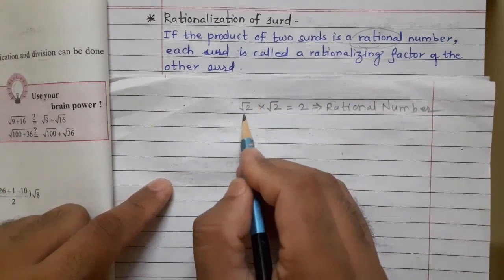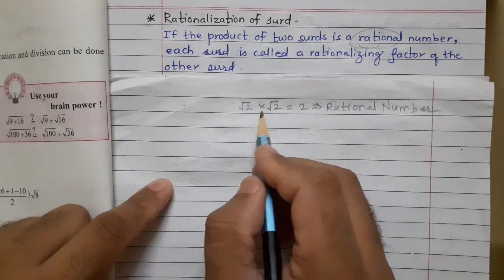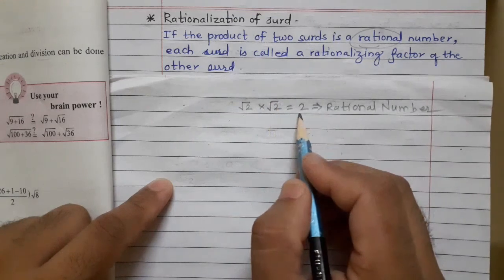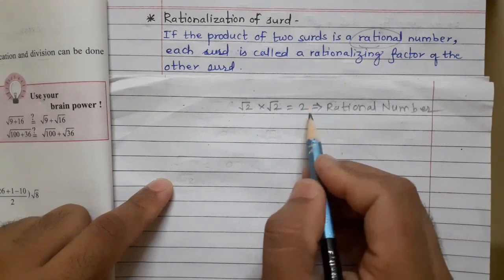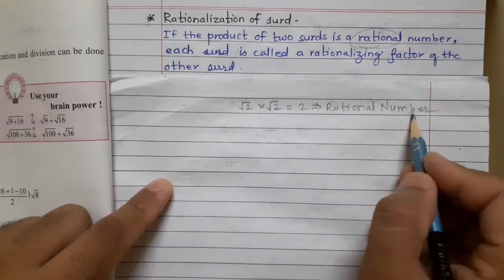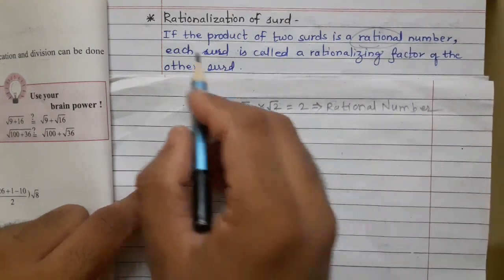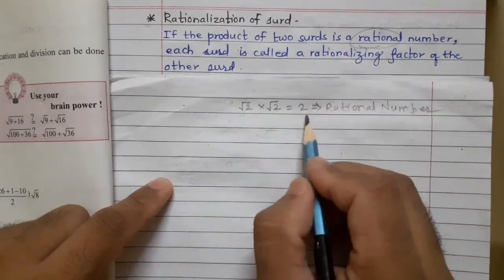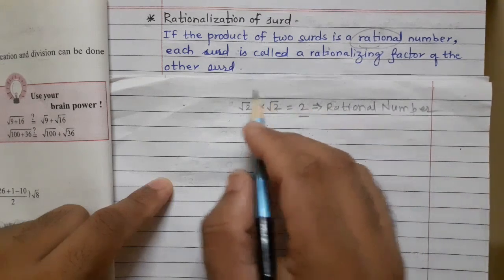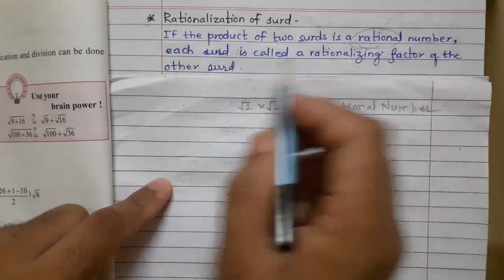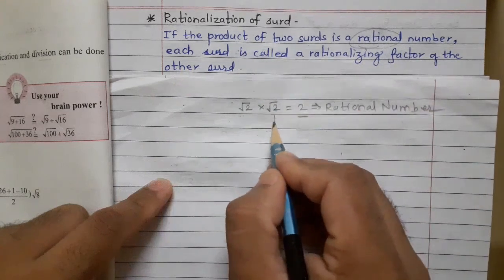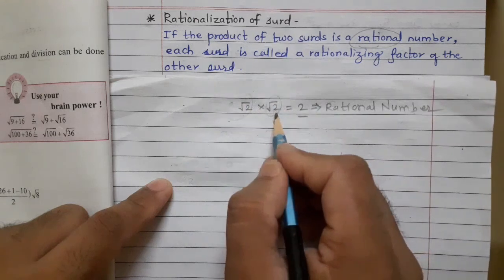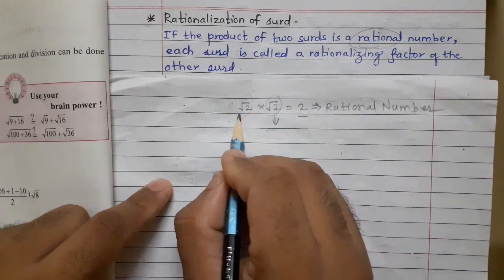That means we have the surd root 2 and we multiply it by root 2, then we have 2 as a rational number. If the product of two surds is a rational number, then each surd is called a rationalizing factor of the other surd. It means this root 2 is a rationalizing factor of this root 2.